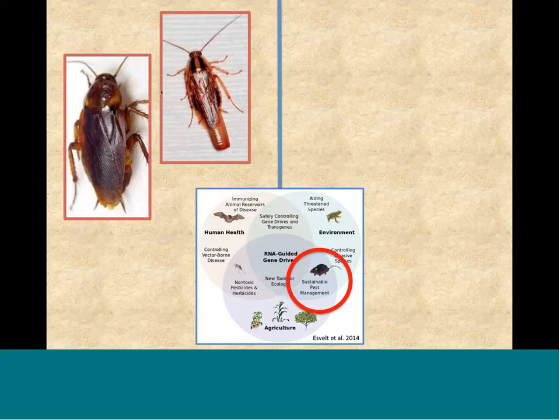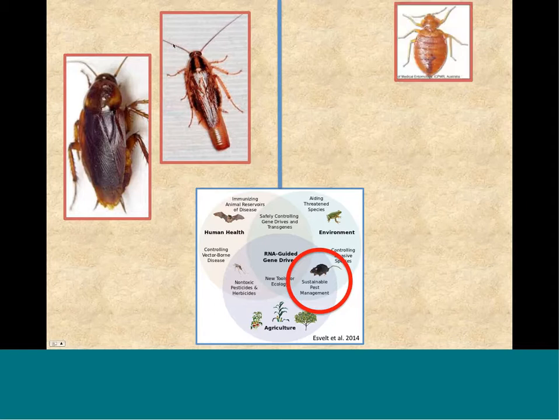But new technology is coming along that may enable researchers to inject females and have the genes go straight to the ovaries. And if that happens, then this is a possibility, all right? But I just want to give an example where it might not be as useful, and that's with bed bugs.